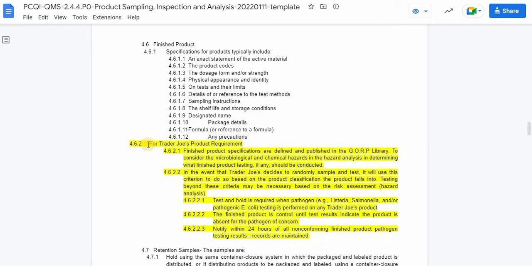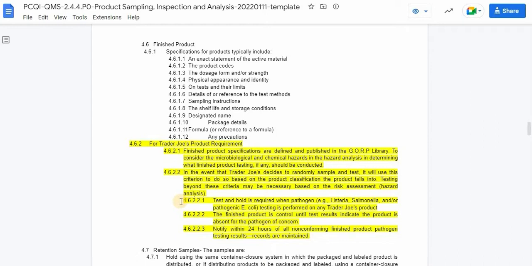For Trader Joe's product requirements, finished product specifications are defined and published in the GORP library to consider the microbiological and chemical hazards in the hazard analysis in determining what finished product testing, if any, should be conducted. And in the event that Trader Joe's decides to randomly sample and test, it will use this criterion to do so based on the product classification the product falls into. Testing beyond this criteria may be necessary based on the risk assessment.